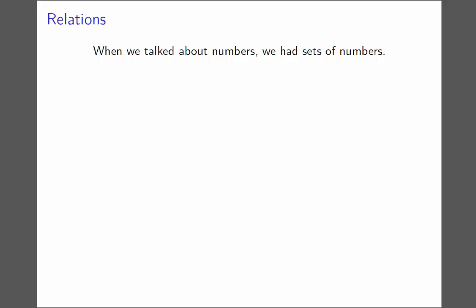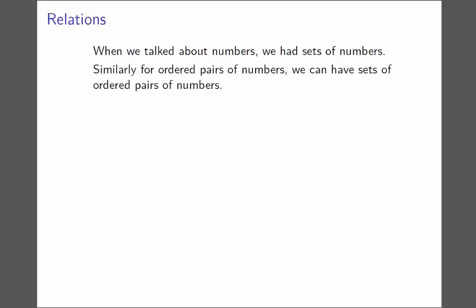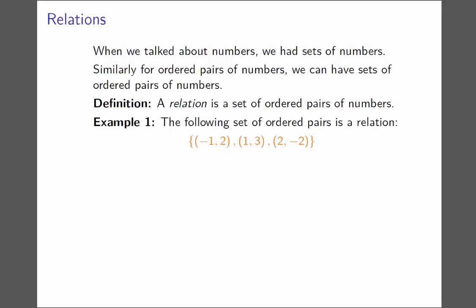When we talked about numbers, we talked about sets of numbers. Similarly, for ordered pairs of numbers, we can have sets of ordered pairs of numbers. We define a relation as a set of ordered pairs of numbers. The set of ordered pairs -3, 2; -1, 2; 1, 3; and 2, -2 is an example of a relation.